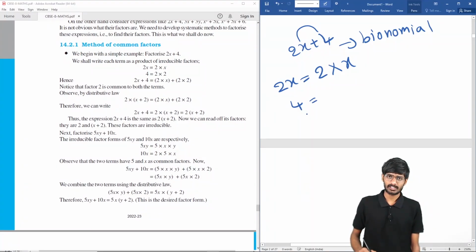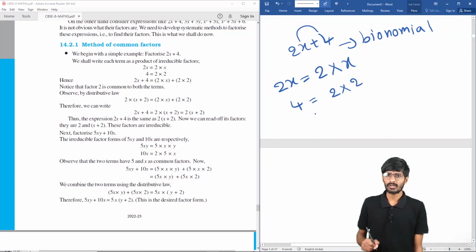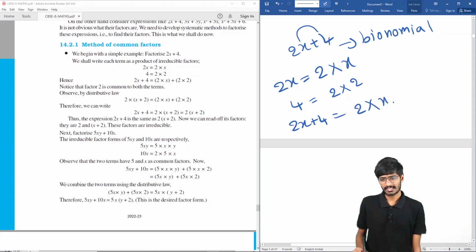Coming to the 4, we can reduce it. Yes, it is written as 2 into 2. Can you reduce it further? No, we can't reduce it. So these two are the irreducible factors, and it is the irreducible factor form. And as they are the product of the factors, it is the factorization. So here we have to add them, which means 2x plus 4 is equal to 2 into x plus 2 into 2.